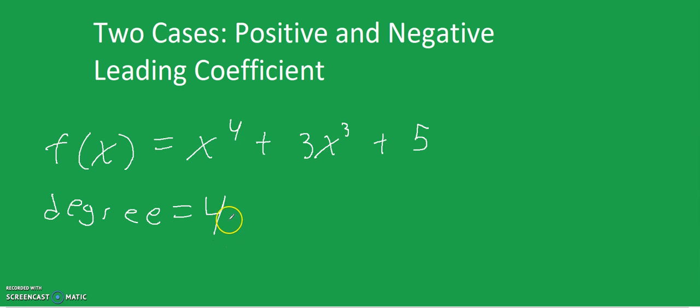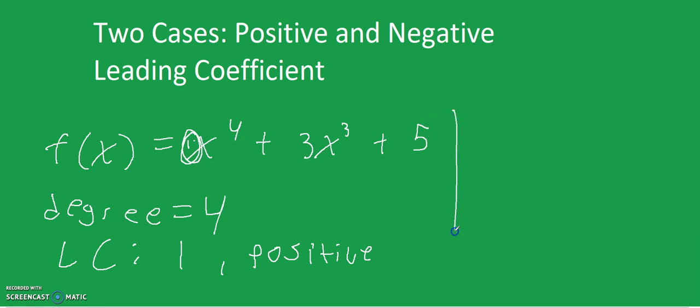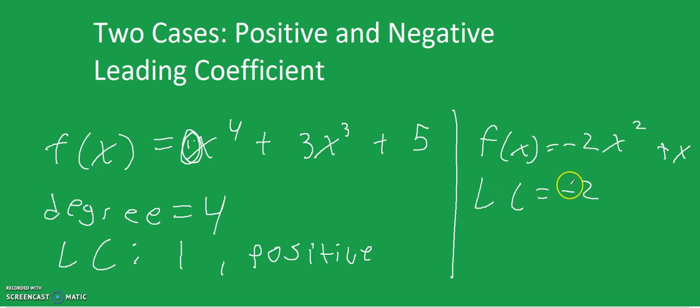Now the leading coefficient is the coefficient of that term. Well, right here, it's just a 1. So the leading coefficient is 1, and that's positive. Another example would be f of x equals negative 2x squared plus x or something. And then this leading coefficient would be a negative 2, sorry. Very important that we have the negative 2. So you see there's two cases. The leading coefficient could be positive or negative. So in this case it's negative.